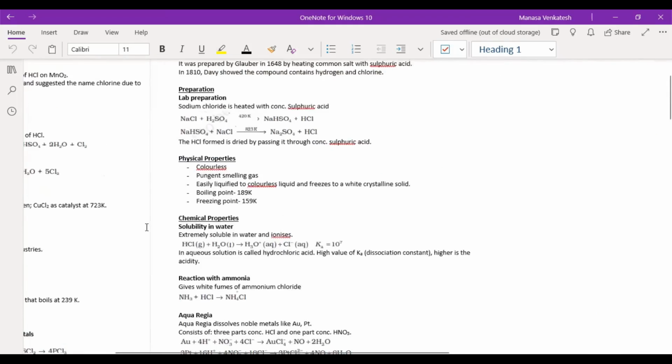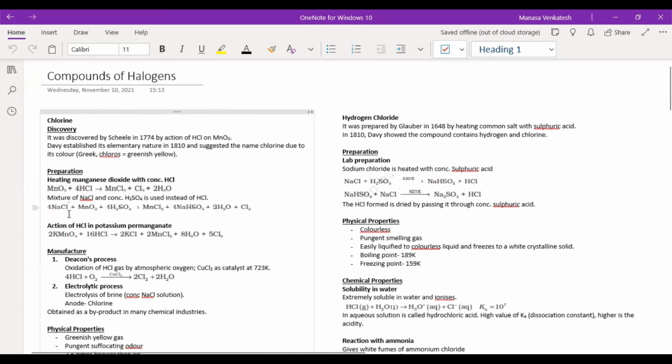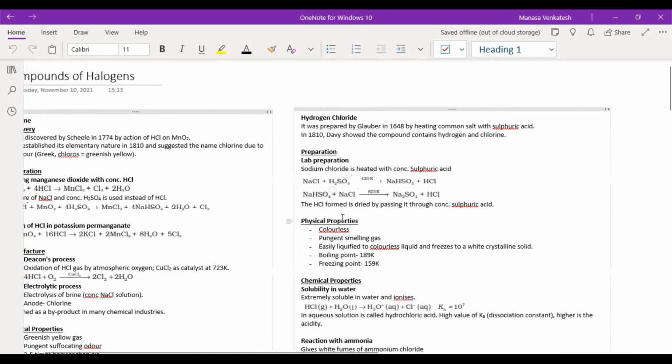Next, we'll go and look into hydrogen chloride. It was prepared first by Glauber in the year 1648. What he did was he heated common salt with sulfuric acid. So he heated sodium chloride with sulfuric acid. Remember, that's exactly what we did here as well.